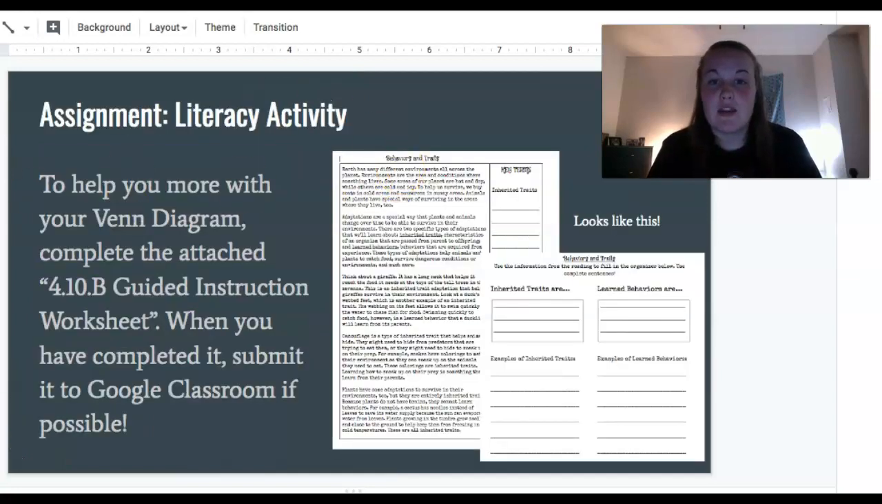So then your other assignment is a literacy activity. So it looks like this, but you will have the actual PDF of it in your Google Classroom assignment where this lesson is located. So as you read, make sure you're taking notes on the sides and on the back after you're finished. And this will help you fill out your Venn diagram so you can sort out more differences and maybe even find what the similarities are. Whenever you've completed it, please submit it to Google Classroom if you are able to. Again, this falls under 410B guided instruction worksheet under the classroom assignment in Google Classroom.